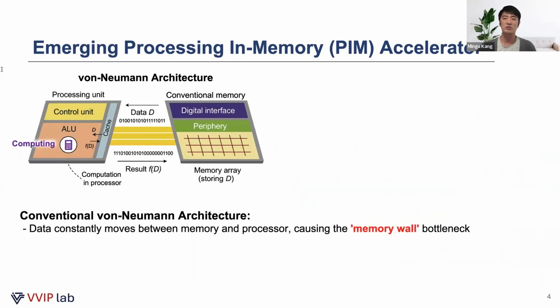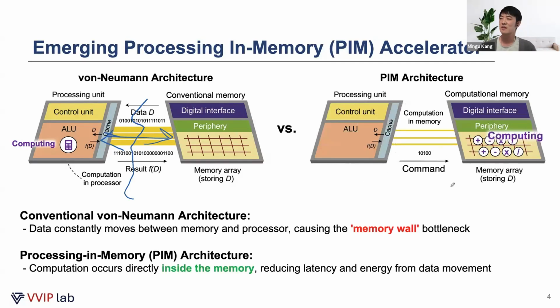To address the issue of the von Neumann architecture, processing-in-memory architecture has been introduced and highlighted a lot. In the conventional von Neumann structure, we need to consistently shuttle between processor and memory, causing the memory wall issue. On the other hand, in the PIM case, the computing is deeply embedded inside the memory, or sometimes near the memory bank, dramatically reducing the volume of data movement, and minimizing the latency and energy for data transfer.